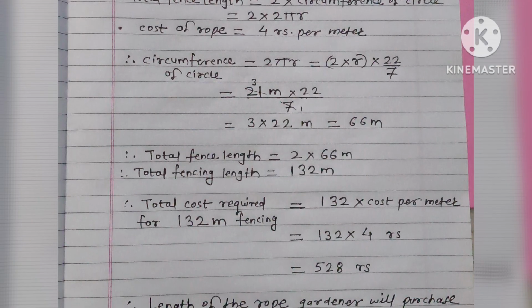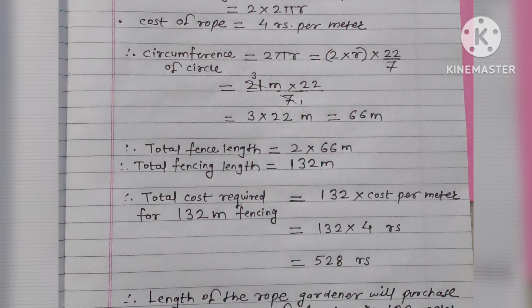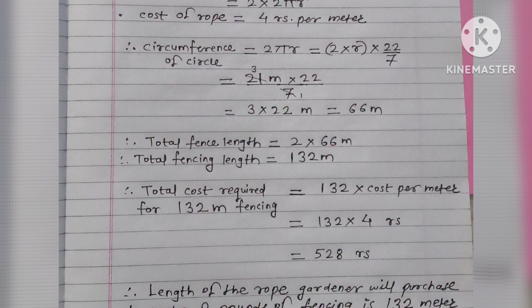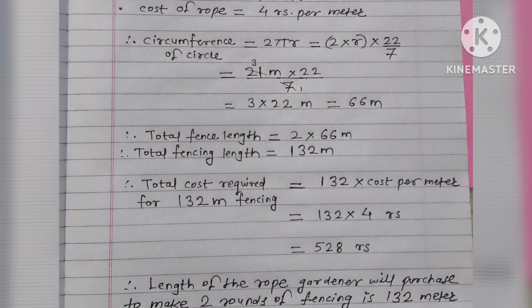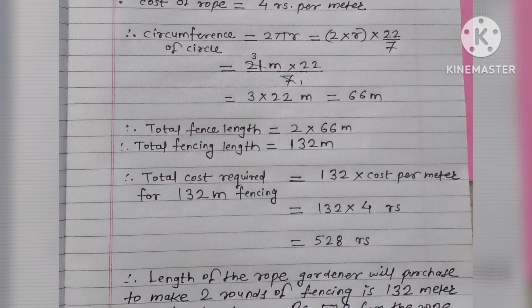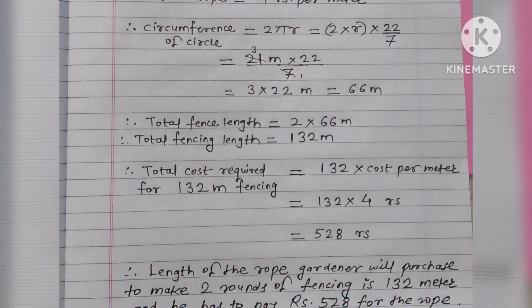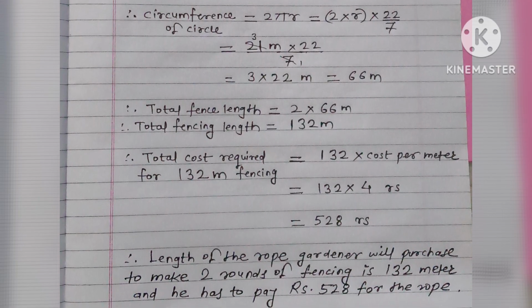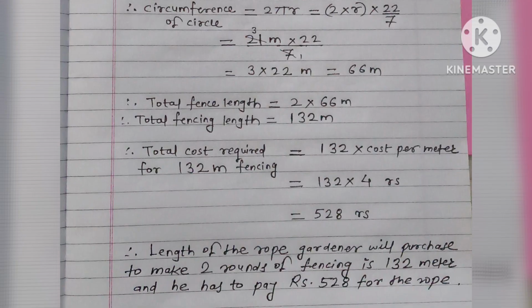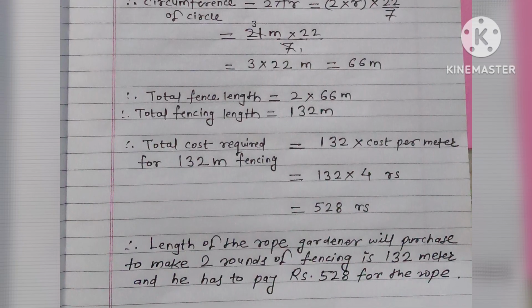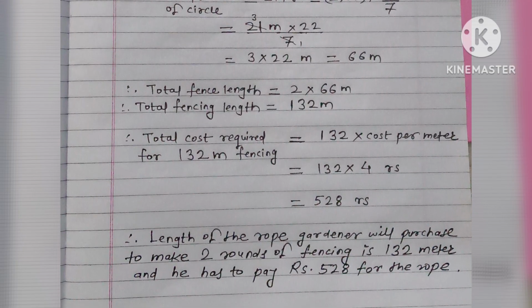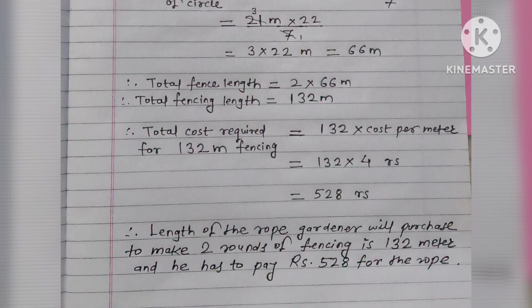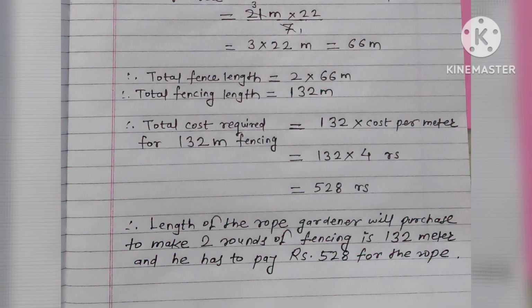Next, when we calculate the cost of the rope for 132 meter of fencing, per meter it will cost 4 rupees, so we just have to multiply 132 by 4 rupees and we'll get 528 rupees, which is the cost of the 132 meter rope required to do the fencing of the circular garden.